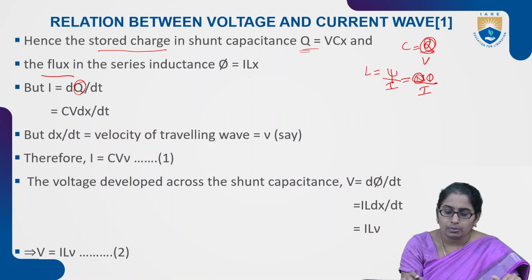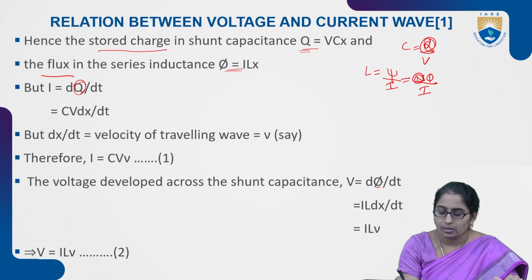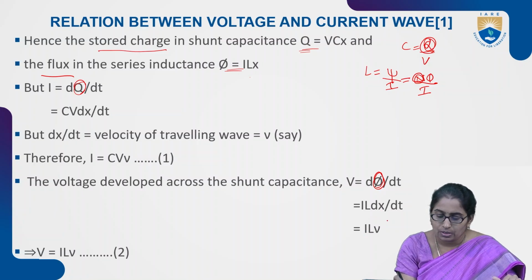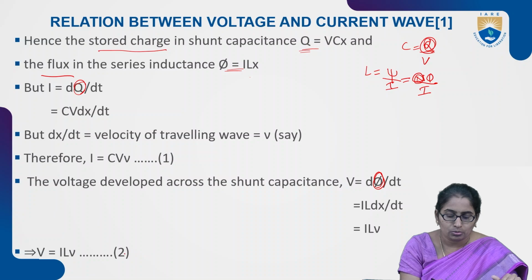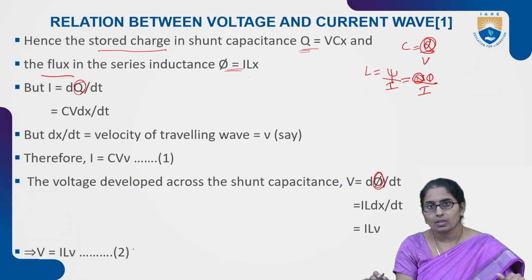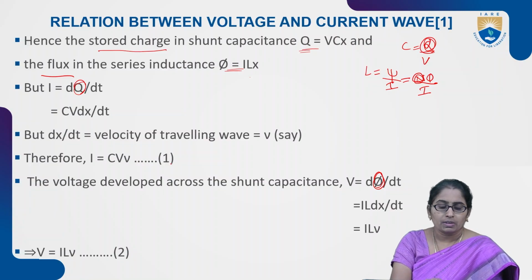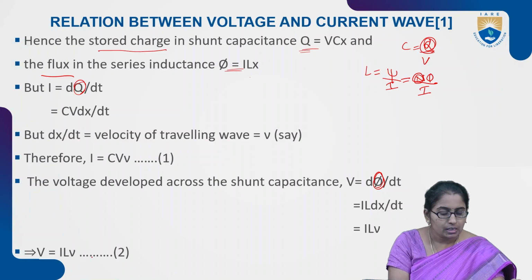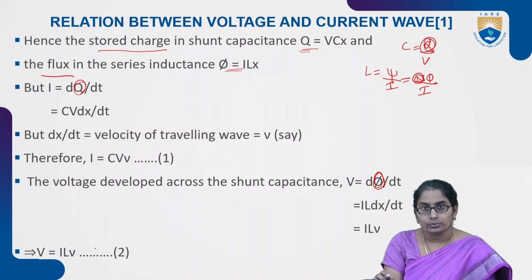So if we substitute from the above, psi is I L dx, so we get I L dx by dt. Now dx by dt is nothing but the velocity of the traveling wave. So voltage V is equal to I L v. Say that equation number 2. Previously, I is equal to C V v, that is equation 1. Now voltage V is equal to I L v, equation number 2.